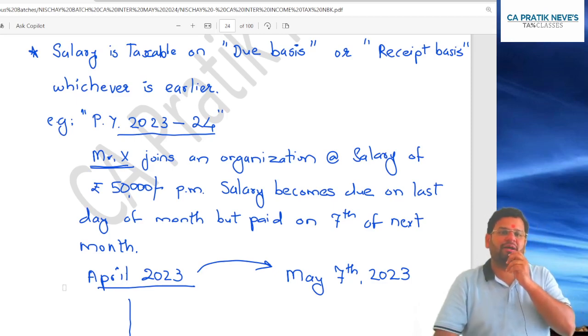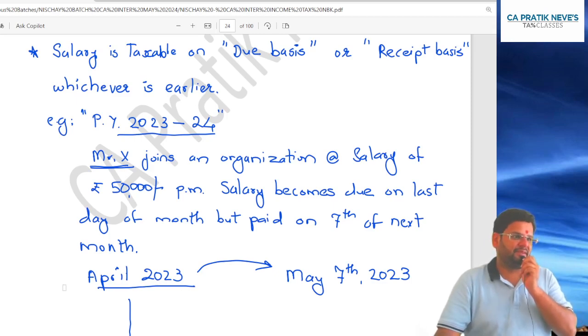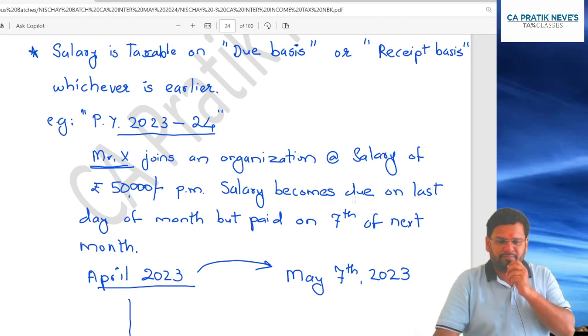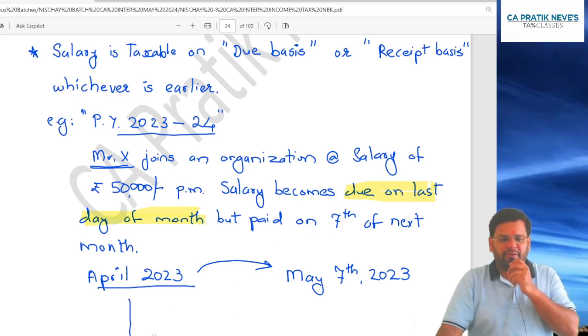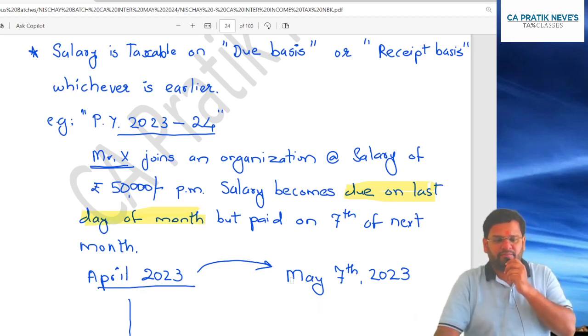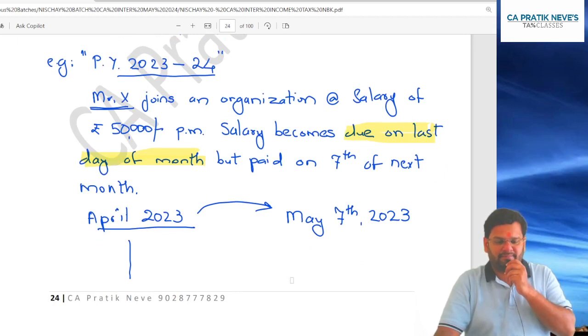So in this case, what will happen? When it gets due, it gets due on the last day of the month. But how is the cycle of payment? Payment is done on 7th of next month. So for example, for April 2023 it is paid on 7th May 2023.